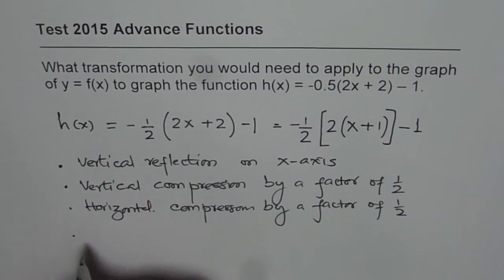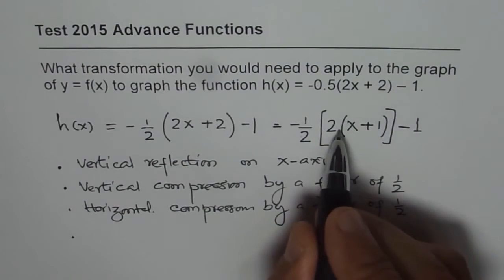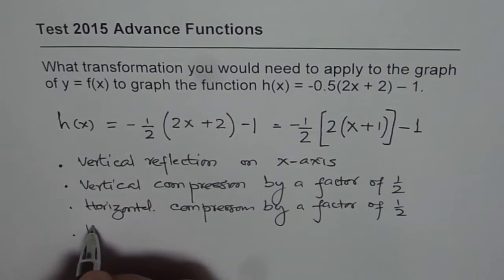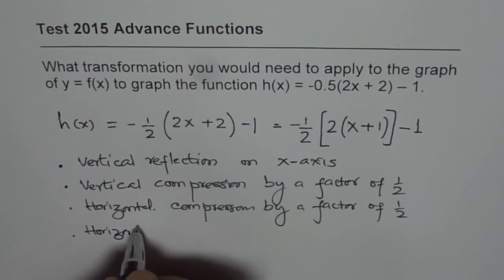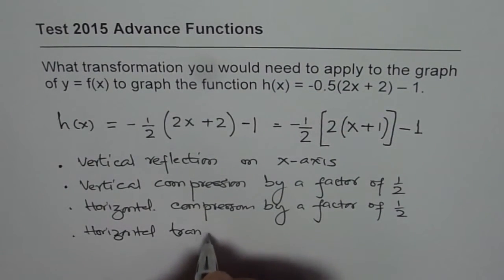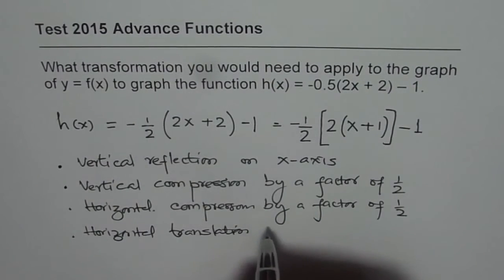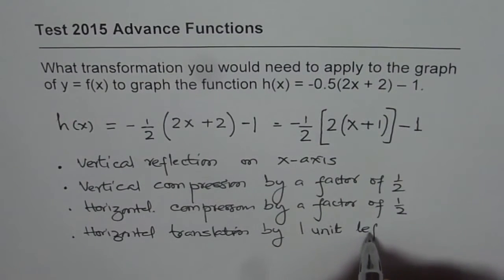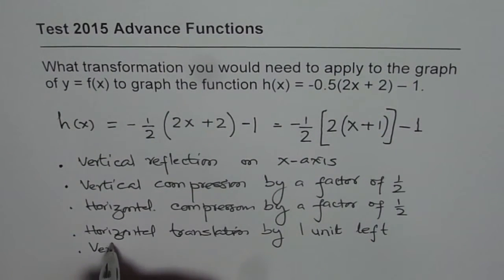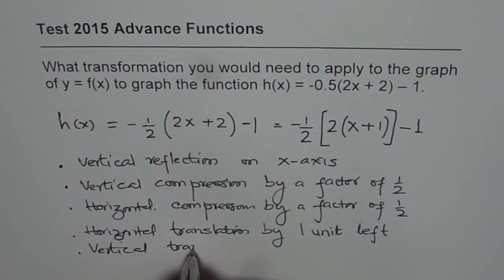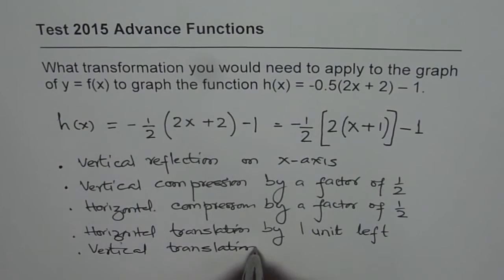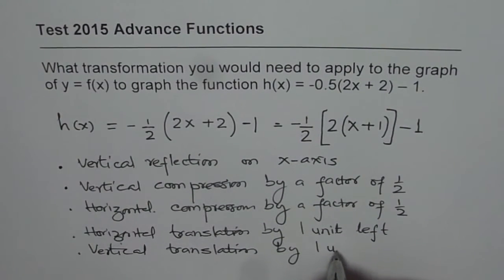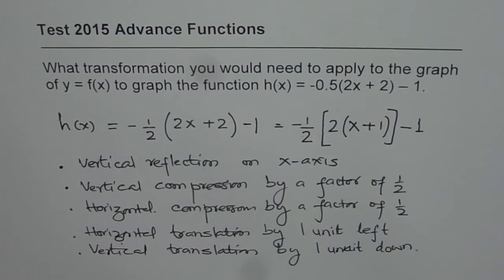So we could combine and write 1 unit left and 1 unit down, right? So we say horizontal translation by 1 unit left, and then we have vertical translation by 1 unit down. So that is how you can correctly describe the given transformation.